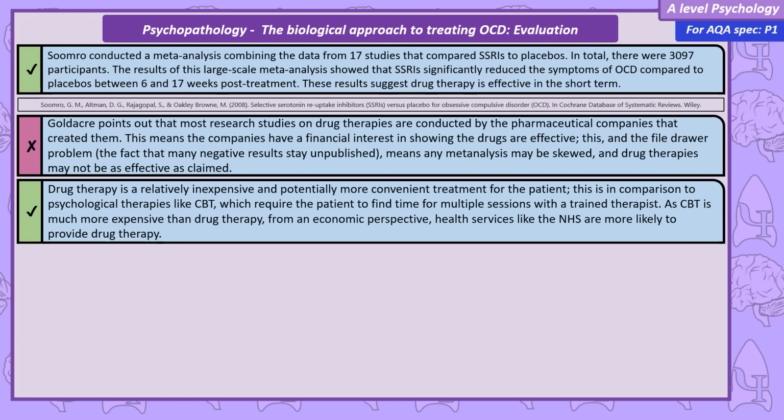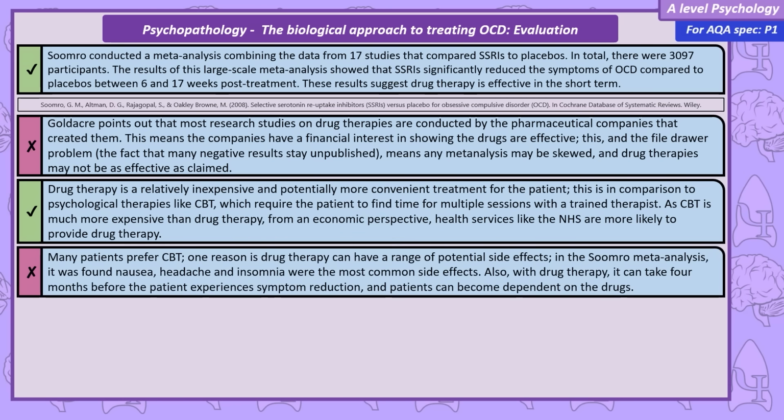This is in comparison to psychological therapies like CBT, which require multiple sessions with a trained therapist. As CBT is much more expensive, from an economic perspective, health services like the NHS are more likely to provide drug therapy before CBT. A disadvantage of drug therapy is it's not the preferred treatment plan for many patients, with many preferring a course of cognitive behavioral therapy. This is because drug therapy can have a range of potential side effects. In the Samara meta-analysis, nausea, headache, and insomnia were the most common side effects for each drug tested.